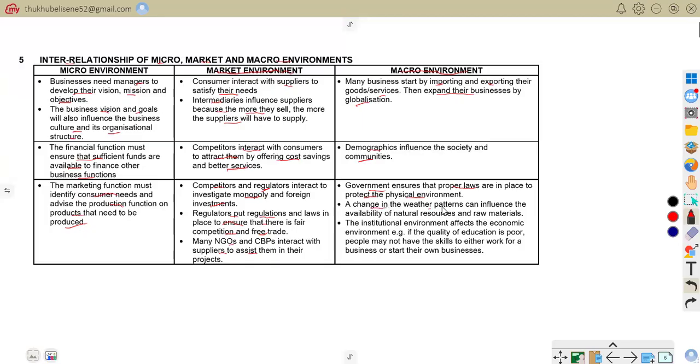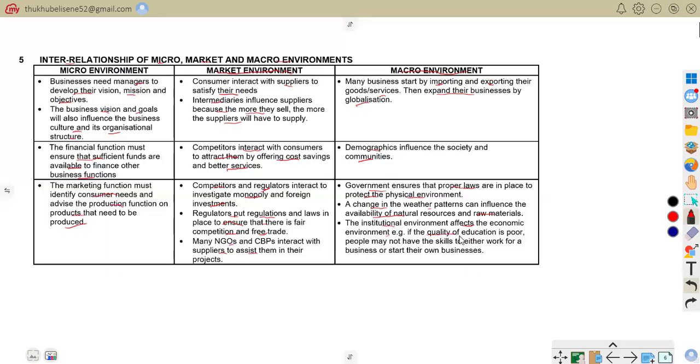A change in the weather patterns can influence the availability of natural resources and raw materials. So climate affects the availability of supplies. For example, drought reduces maize harvest, increasing prices. The institutional environment affects the economic environment.